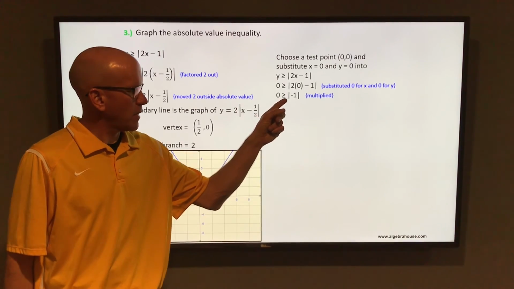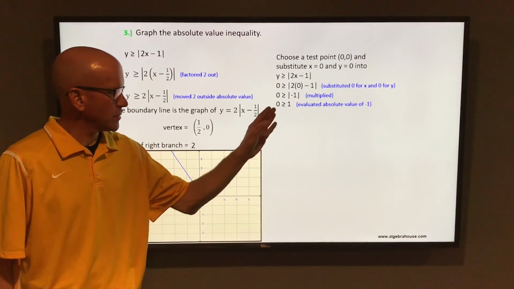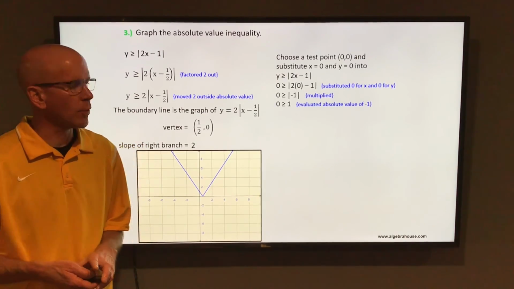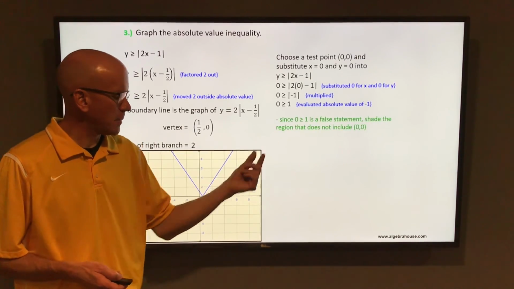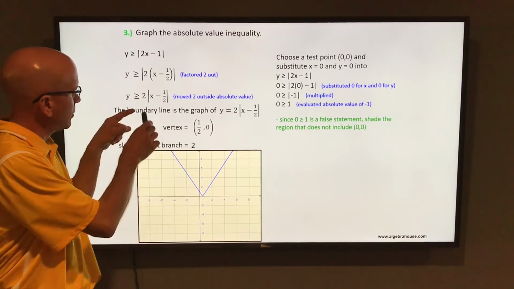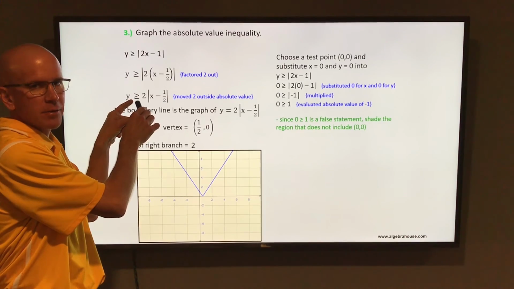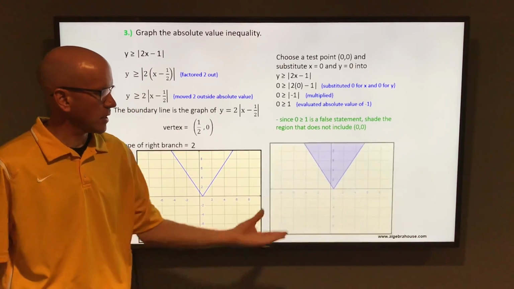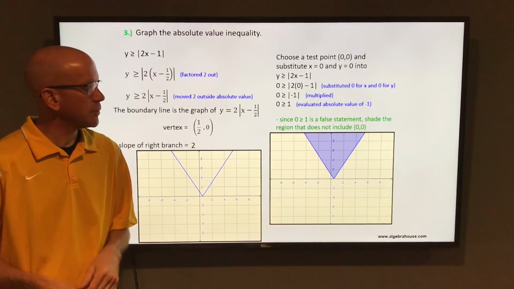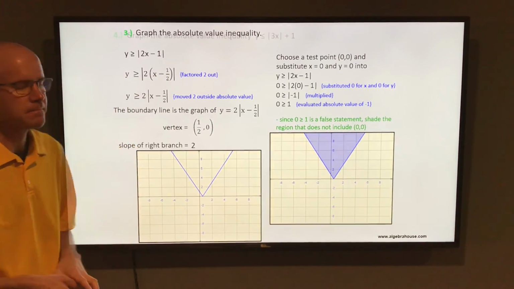So you get 0 is greater than or equal to the absolute value of -1. That means 0 is greater than or equal to 1. That's false. 0 is not greater than 1, nor is it equal to 1. That's a false statement. You're not shading the side 0, 0 is on. You're shading everything above that boundary line. You would have known that back here looking at this sign. Shading everything above that boundary line, that is the graph of y is greater than or equal to the absolute value of 2x minus 1.